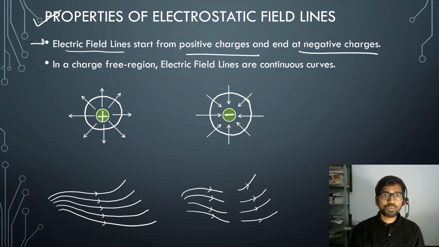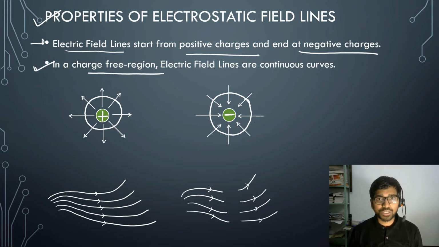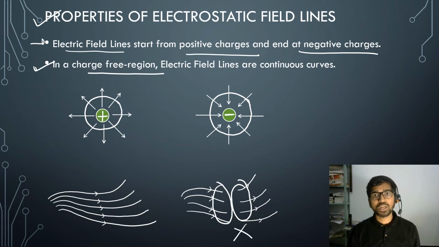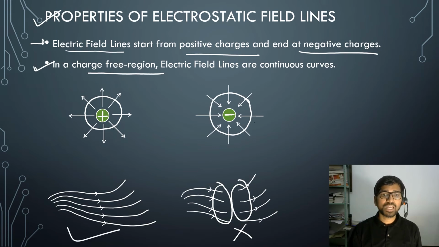Fine. And what about a region containing no charge, a charge-free region? Electric field lines will be continuous in such a region. Why? Because electric field lines will neither emerge from an empty space, like in this case, where electric field lines are emerging from thin air, nor will they vanish into thin air. Therefore, this cannot be the case. Electric field lines cannot be discontinuous. Electric field lines have to be continuous in a charge-free region.